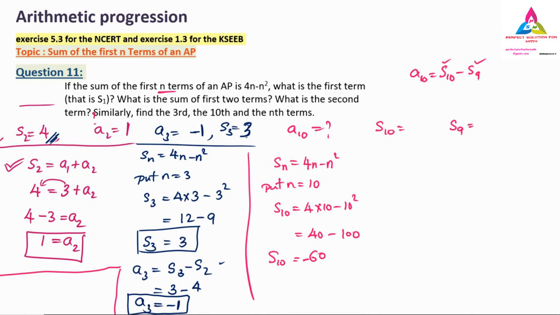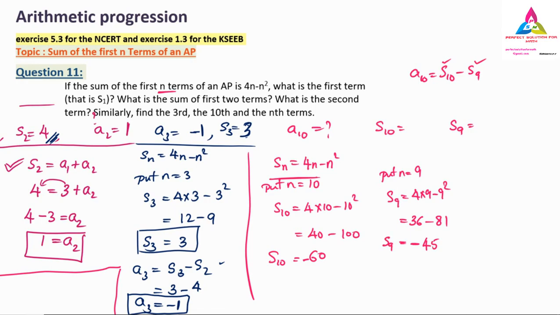So S9 is equal to, now we put the n value as 9, using the same formula. S9 is equal to 4 into 9 minus 9 squared. 4 9s are 36, minus 9 squared is 81. The greatest number here is 81, and it has the negative symbol, so it is negative. One is plus, one is negative, so we have to find 81 minus 36. When you calculate it, you get 45. Remember, that is S9.